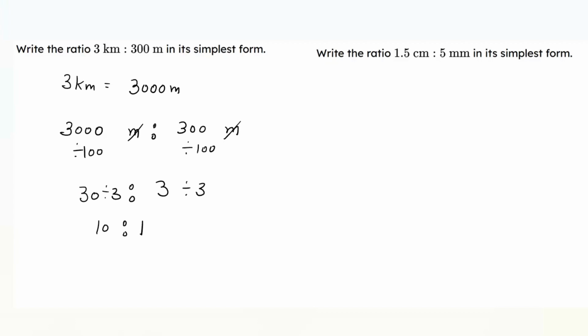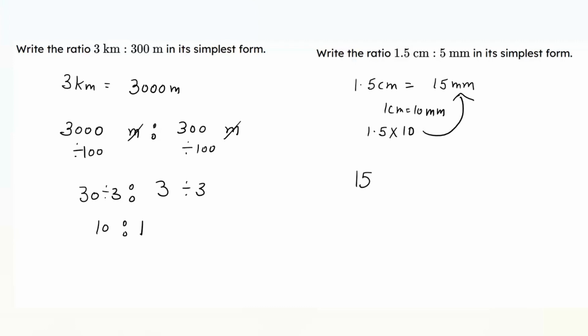Now the next one is 1.5 centimeter. If I have to change 1.5 centimeter into millimeter, it will be equal to 15 millimeter. I have already made a video on how to convert the units. So if you are not able to understand how I did this, just go to those videos and try to understand how to convert the units. Now, 1 centimeter is equal to 10 millimeter. That's why when I multiply 1.5 with 10, I get 15 millimeter.